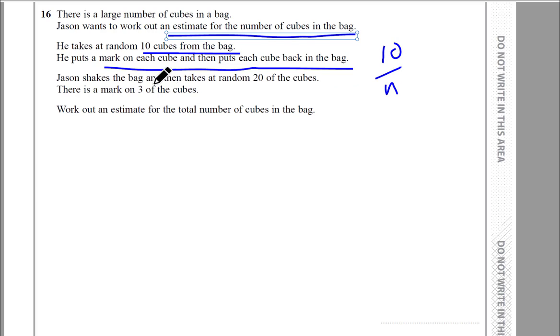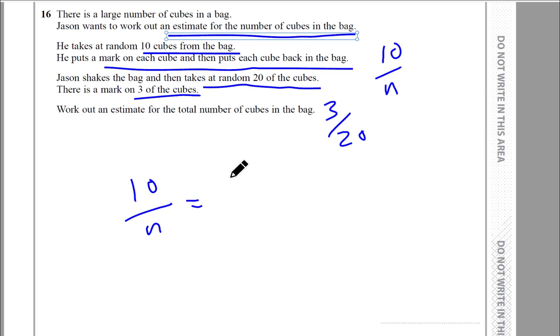Jason shakes the bag, so that's him mixing it up, and he takes at random 20 of the cubes, and he's got 3 marks on the cube. So he's got 3 out of 20 here with marks. So we can just write 10 out of n equals 3 over 20.